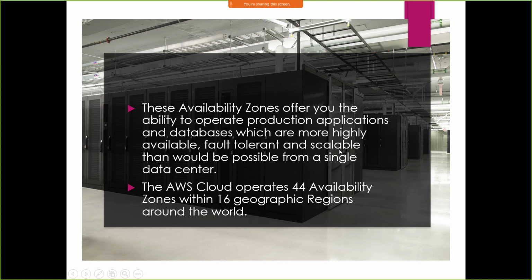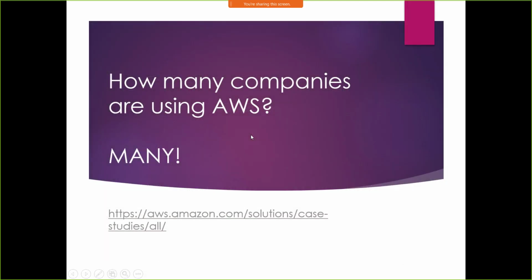We're going to be practicing that. We're going to be creating or configuring that feature which would help us create the infrastructure. And the AWS cloud operates 44 availability zones within 16 geographic regions, which is actually 21 now. I should have upgraded the slide.